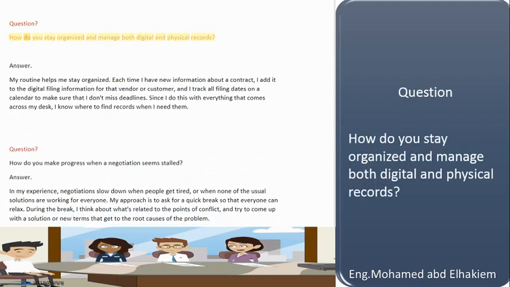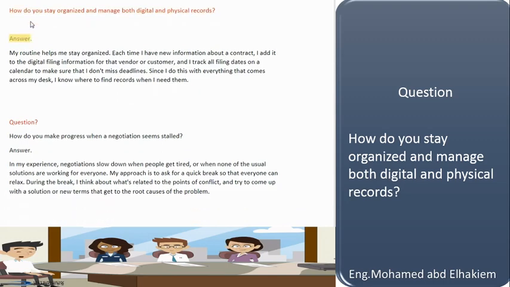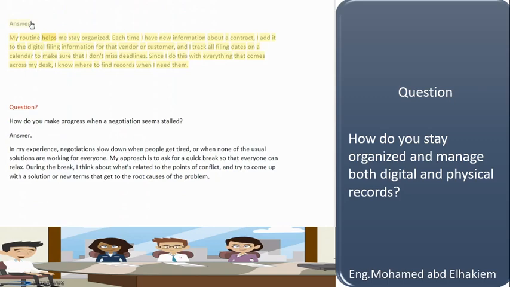Question: How do you stay organized and manage both digital and physical records? Answer: My routine helps me stay organized. Each time I have new information about a contract, I add it to the digital filing information for that vendor or customer, and I track all filing dates on a calendar to make sure that I don't miss deadlines. Since I do this with everything that comes across my desk, I know where to find records when I need them.